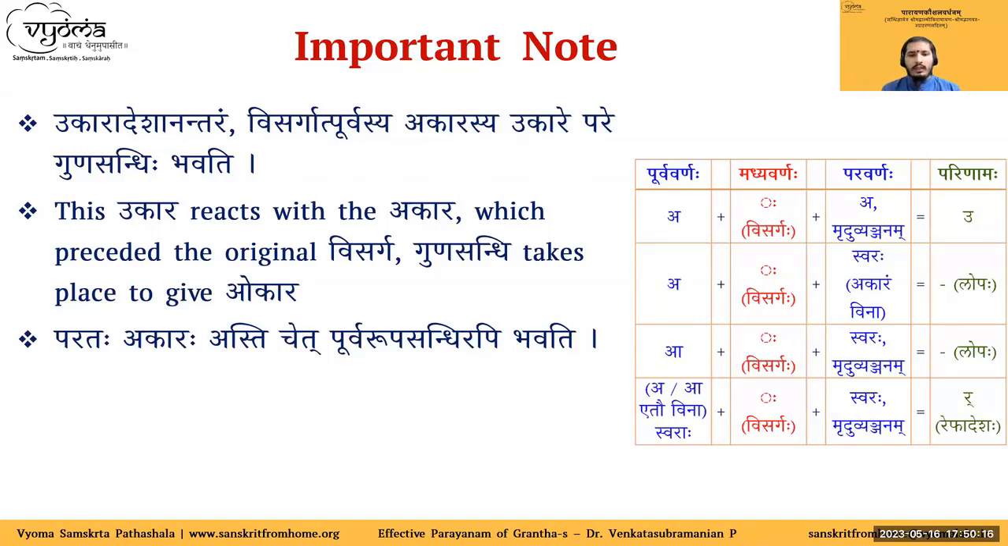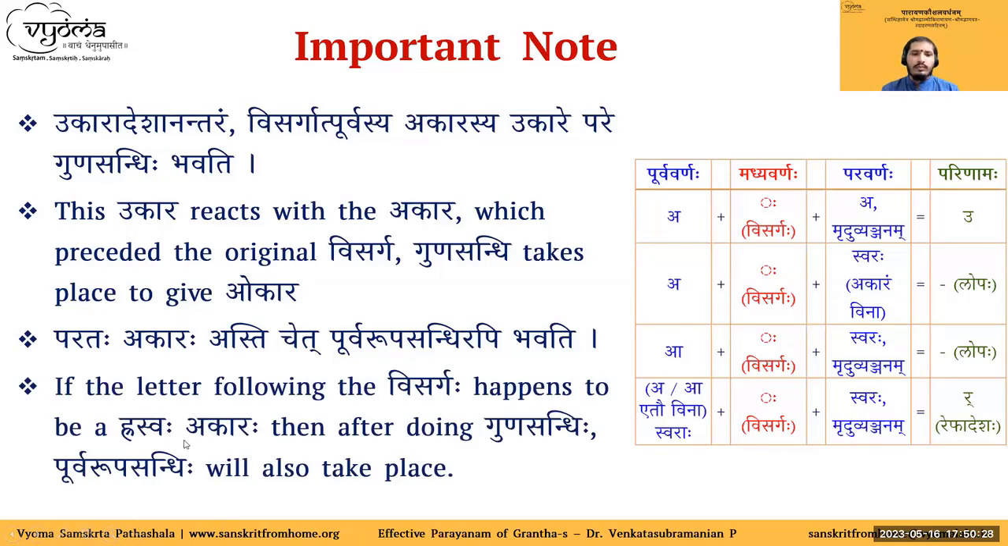We had studied this in pura rupa sandhi while discussing Swarasandhi. And this should be a padanta. So if there is a possibility of pura rupa sandhi, that is, if the paravarna is akara, then pura rupa sandhi also should be done. If the letter following the visarga happens to be a rasa akara, then after doing gunasandhi, pura rupa sandhi also takes place.